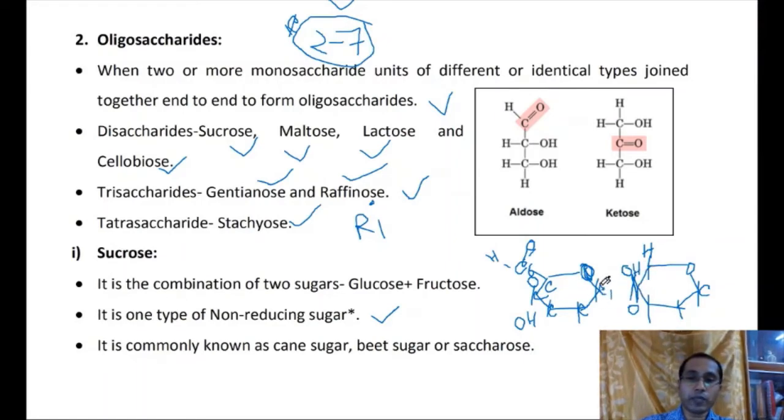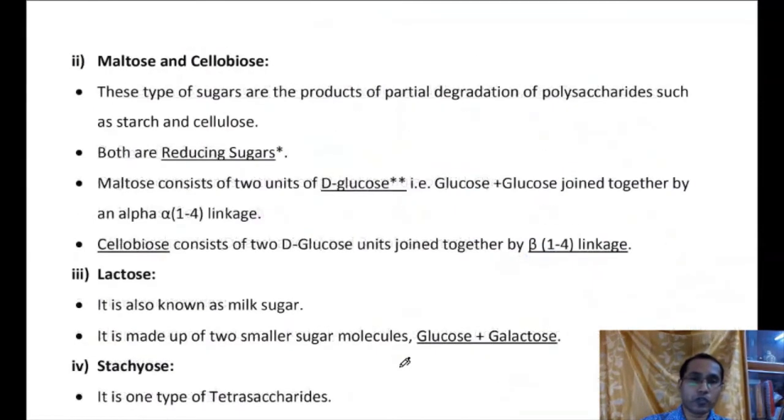How is it possible? This is number 1. This is number 4. So this particular ring will be removed. One water molecule will be released from here, and this particular bonding will be formed to make the disaccharide unit. So it is commonly called cane sugar because it is very, very sweet. Beet sugar or saccharose also.